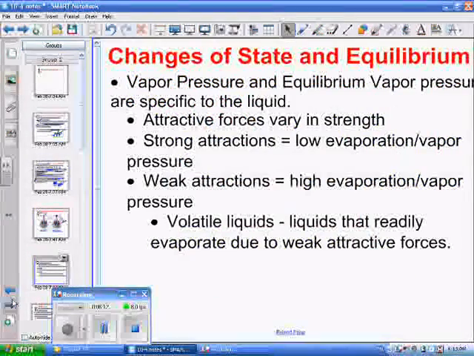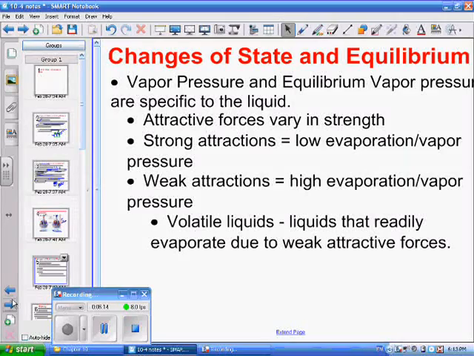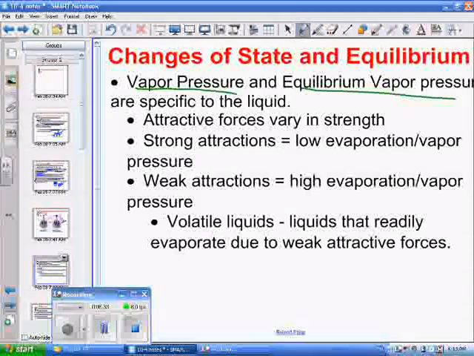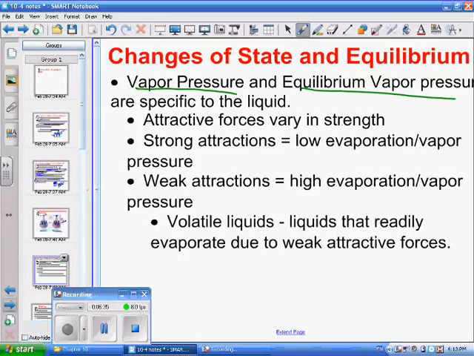All right, next, changes of state and equilibrium. Again, equilibrium is just two opposing forces. It's dynamic. That's happening at the same rate and the same temperature if we're talking about equilibrium vapor pressure. So here it says vapor pressure and equilibrium vapor pressure are specific to a liquid, which is absolutely true. Why? Because every liquid's a little bit different. Water's different than gasoline, and gasoline's different than ethanol, and ethanol is different than molasses. You name it. They all have different things.